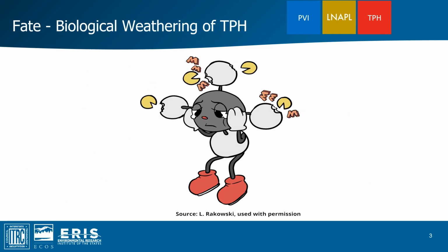To conceptualize some of these fate and transport processes, I thought it would be fun to provide some cartoon animations. As you can see in this animation, the poor hydrocarbon is being biodegraded by the hungry microorganisms, and in the process, generating petroleum metabolites, which are shown as M's.